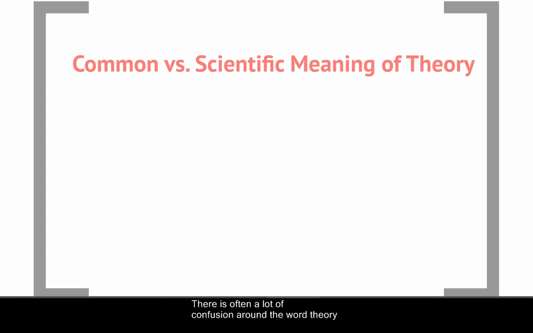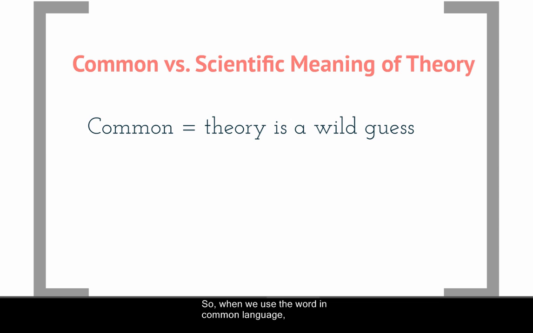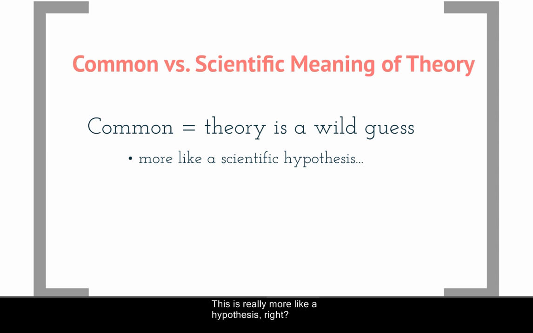There's often a lot of confusion around the word theory, and this comes from the fact that our common use of the word theory and the scientific meaning of the word theory are different. So when we use the word in common language, the theory is just a guess. So you might have, my theory is that the Giants are going to do well this season in baseball. That's just a guess. I don't have any particular knowledge in baseball other than being a fan. And that's something we use in everyday language. This is really more like a hypothesis, right? You're making a guess based on your previous experience or knowledge, but it's not based on any data yet.